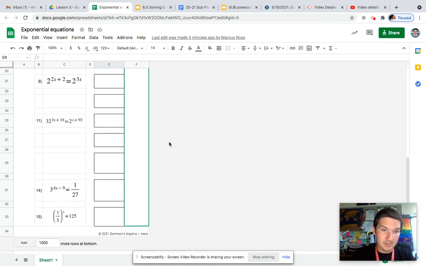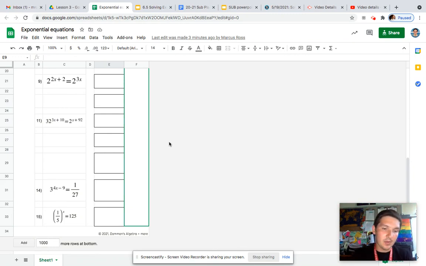Number 14, 3 to the 4x minus 9 equals 1 over 27. So this is the first one. We're going to have to flip that 27 to make it 27 to the negative 1. I also know that if you do 3 times 3 times 3, that's going to equal 27. So you can do 3 to the third times negative 1, and then you have your pieces.